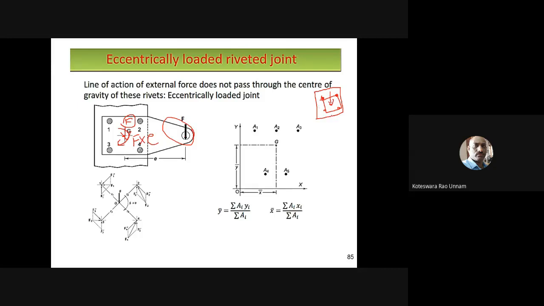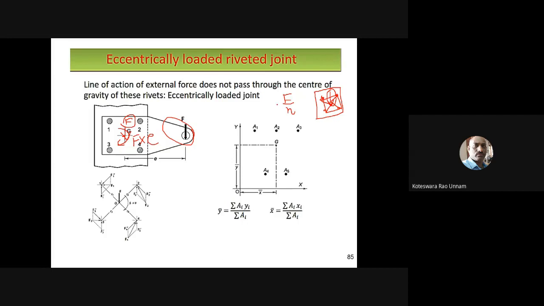Since you have 4 rivets here, the total load F is equally shared by these 4 rivets because this force is applied at the center of gravity. That means each rivet is at the same distance from the point of application of the load, so the effect of this load on each rivet is going to be the same. Therefore, if I apply a total force of F, then each rivet is subjected to a force of F by N, where N is the number of rivets. If there are 4 rivets, N is equal to 4. If there are 6 rivets, I'll take N as 6.